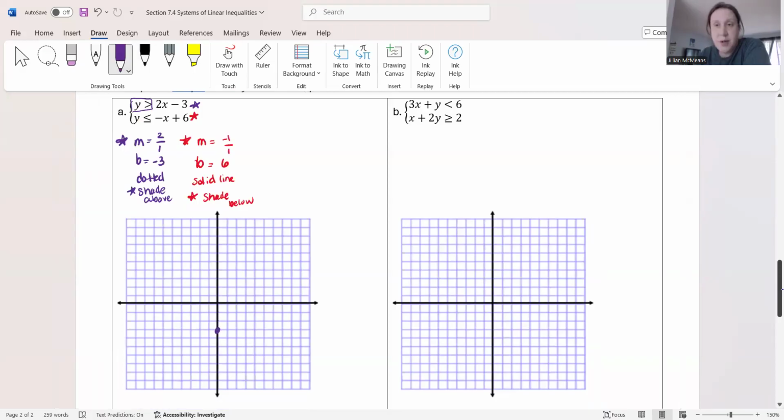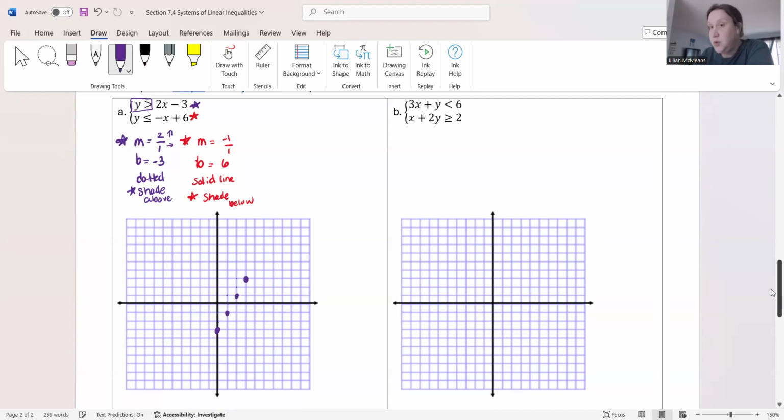And then I need to apply my slope 2 or 3 times. So my slope is 2 over 1. That would tell me to go up and then to the right. So from my y-intercept, I could go up 2 to the right 1, up 2 to the right 1, and up 2 to the right 1 again.